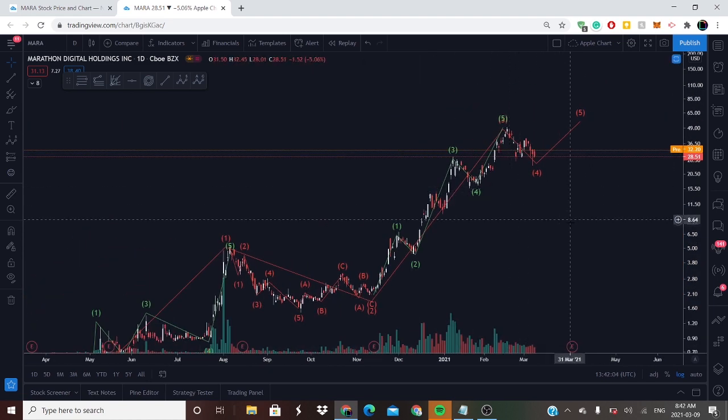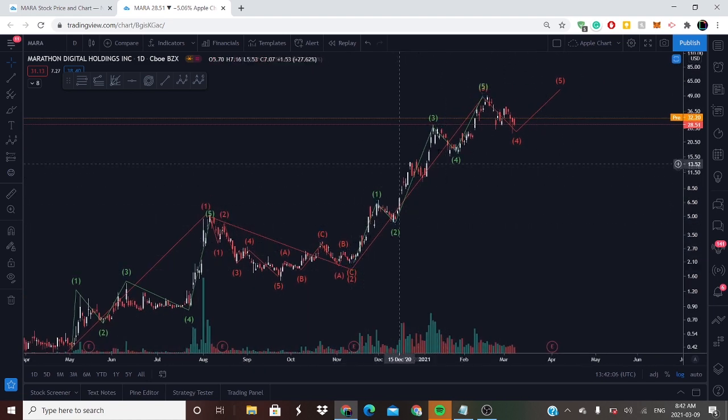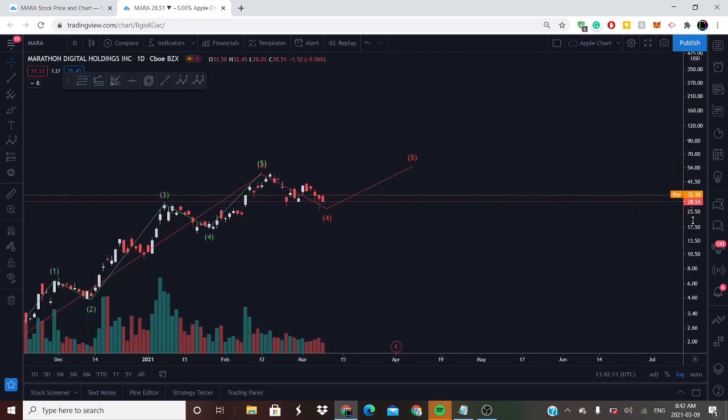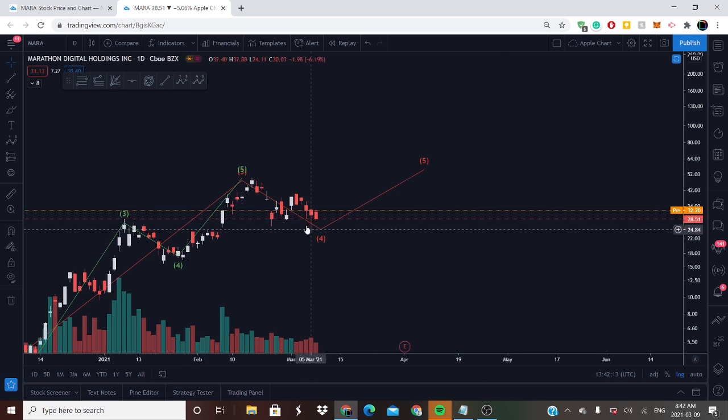So now, as you can see, we had our impulse wave inside of an impulse wave. That's kind of what I was getting at. Okay, so here, what are we making? All right, so when I look at this, I see a clear A, B, C. Cool, right?